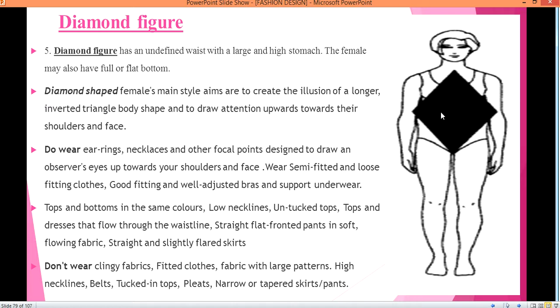But what you're supposed to do is not to wear very tight clothing to reveal all the bulk or the fat in your waist area or at your tummy area. You are supposed to wear garments that are good fitting though, but a bit flared out from your body. Okay, so you can wear semi-fitted and loose fitted clothes. Okay, and make sure your bras or your underwear are well adjusted so that they wouldn't expose the fleshy parts of your body. All right, and I think that's cool for this design.